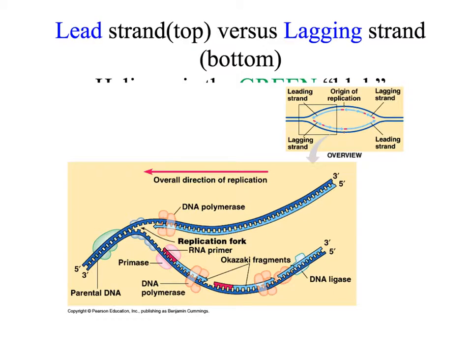Your lagging strand, this side of the replication fork, has DNA not running in a 5 to 3 prime direction. Therefore, it's always lagging behind because it's having to stop and start and then move over and stop and start and then move over and stop and start. Does that make sense? Mm-hmm. Okay.